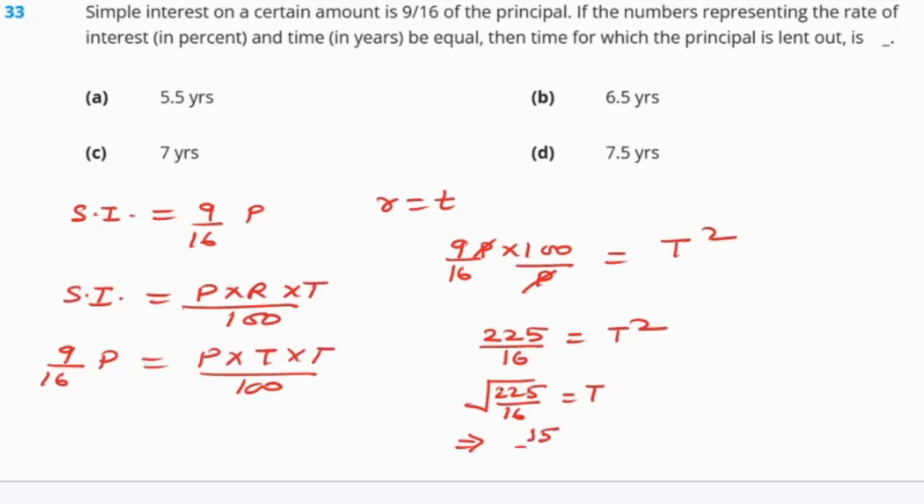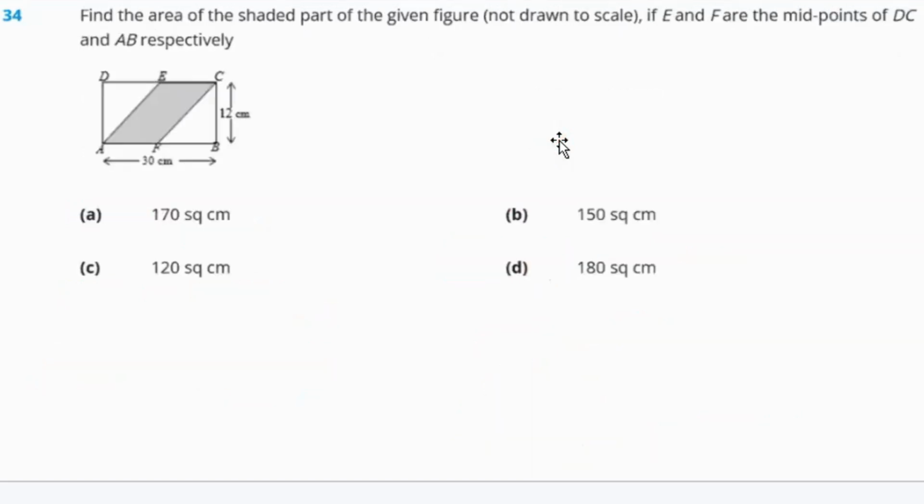Okay, 15 by 4. So the value of T we are getting 15 by 4 when we are going to solve it. So we will be getting what? 7.5 years. So the value of the time we are getting 7.5 years. So option D, 7.5 years is the correct answer.